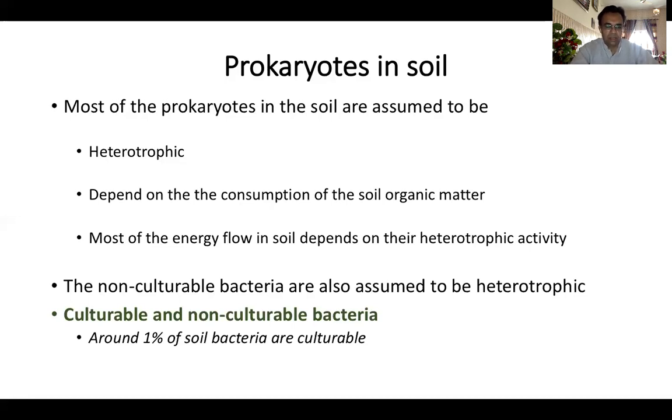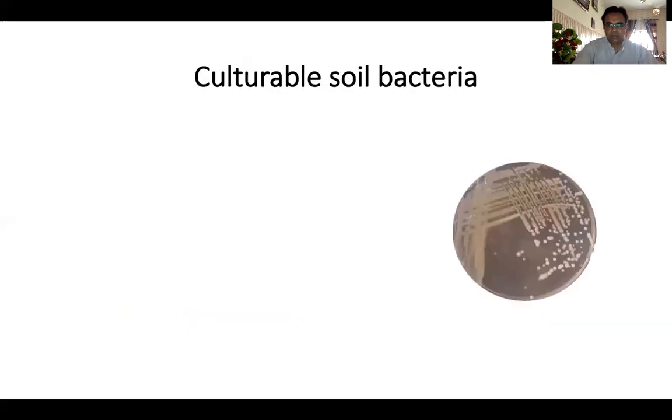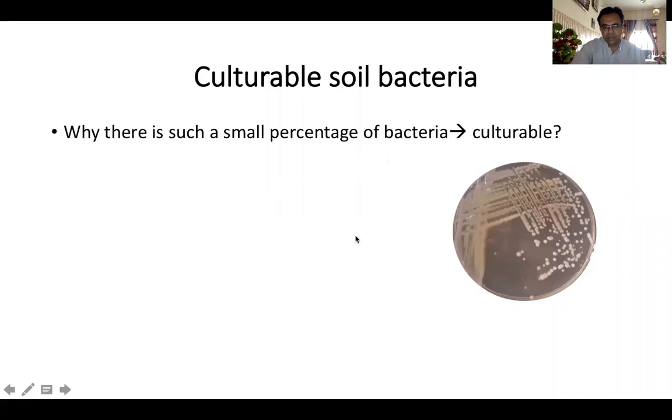What is their contribution towards the soil metabolic reactions, or total soil metabolism? So the culturable soil bacteria are those bacteria which are actually that can be cultured on plates.